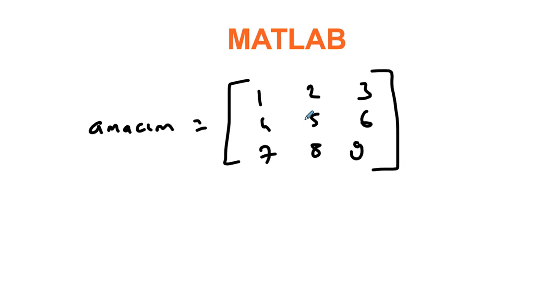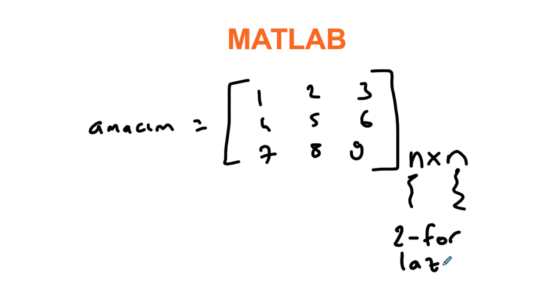First line 1, 2, 3. Second line is 4, 5, 6. I want to set the third line to be 7, 8, 9. Since this is an n by n matrix, you need a separate for loop for the above n loop. So I need 2 for loops. So how do I need 2 for? Let's look at it.